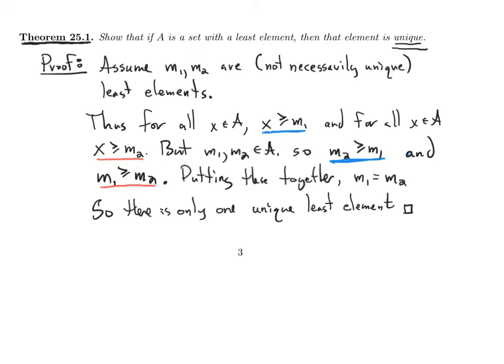And we're done. And it's a very common technique to show something is unique. Pretend there are two of them that could or could not be unique, and show that if there are two of them, they're equal. So therefore there's only one of them.